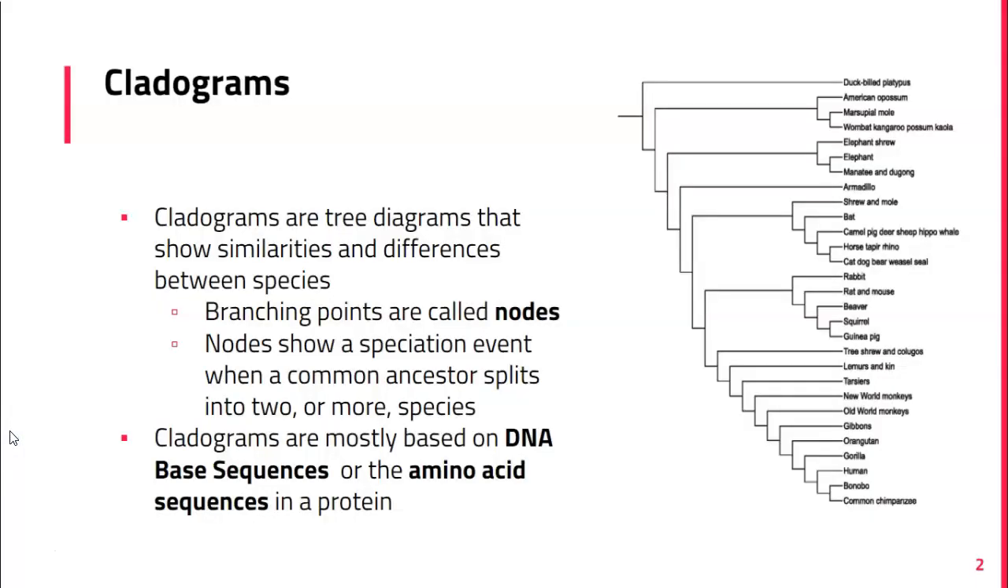So, cladistics is all about cladograms. Cladograms are basically just tree diagrams that show the similarities and differences of species. A couple main vocab words are nodes. Everywhere that you see a branch, like right here you have a branching point, right here you have a branching point, those are called nodes. And nodes just show an event when a common ancestor split into two or more species. So it's just where a common ancestor split.